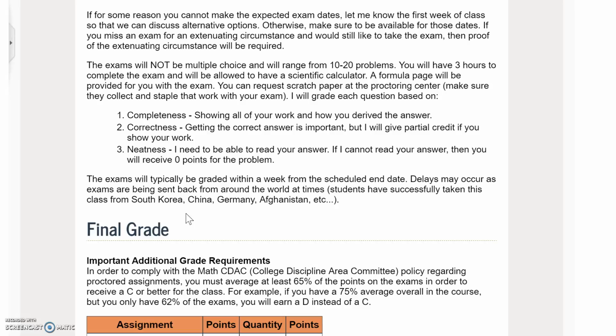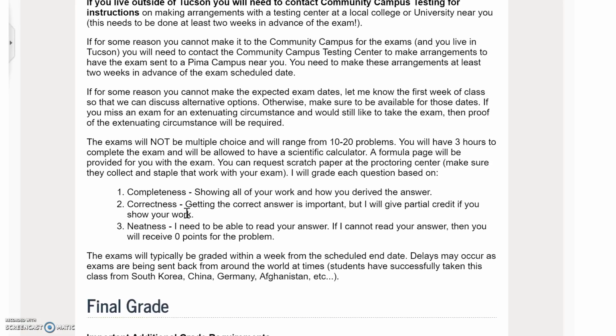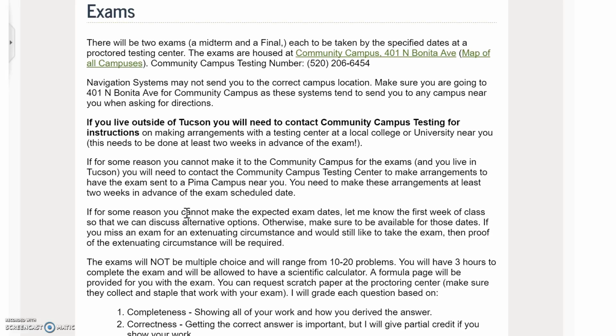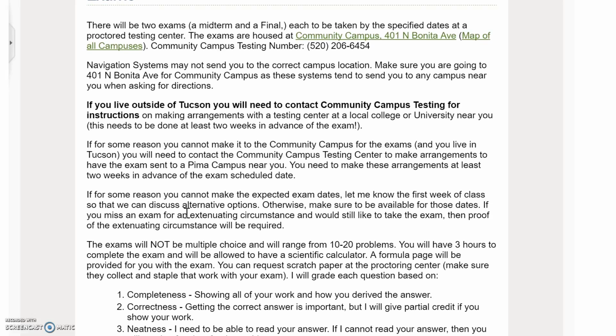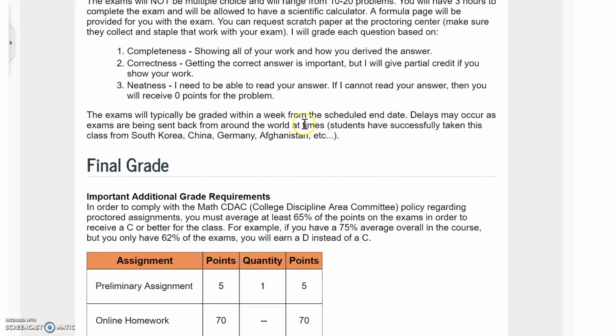If it's not, of course, I still look at the work to make sure that you're getting to an answer that makes sense. And then neatness. I need to be able to read your answer. If I can't read your work, then I won't give you credit. So if you have any questions about exams, definitely let me know. But two proctored exams, they are part of the final grade. And if you're planning on taking them at a different location besides a PIMA location, you'll need to call the testing center to arrange that.